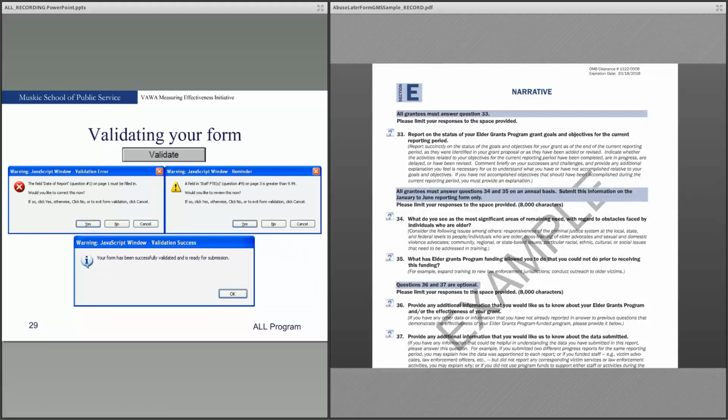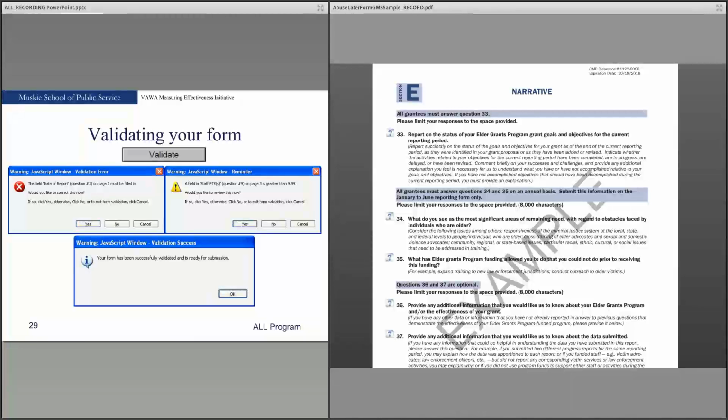Once you have completed your entire progress reporting form, you must go to the last page of the form and click the Validate button. The validation process will highlight any missing or incomplete information and ask whether you wish to return to the section to review or change the data.